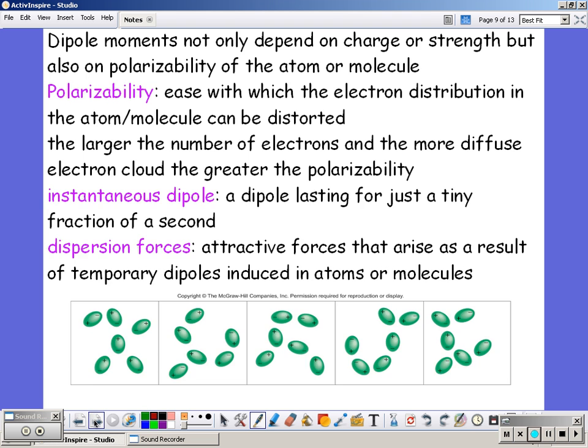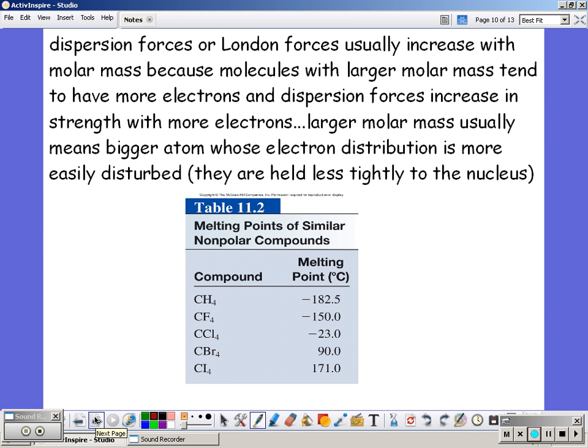Dispersion forces, or London dispersion forces, or London forces, usually increase with molar mass because the molecules are larger. When the molar mass is larger, the atoms tend to have more electrons, which means the dispersion forces increase in strength. The larger molar mass usually means the bigger atom, so the electron distribution is easily disturbed because the electrons are held less tightly by the nucleus. They're shielded more. If we look at the melting points of some nonpolar compounds, you can see that the melting point is increasing as our size is increasing.